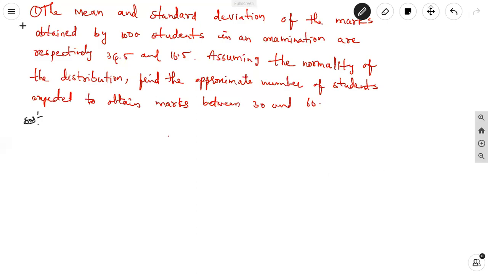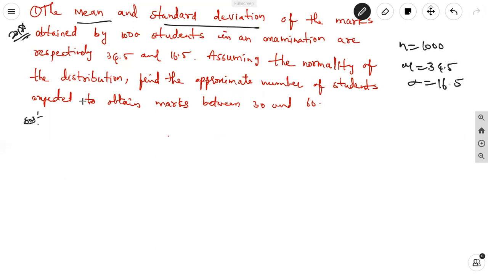It is an important problem. This problem was given in 2017. The mean and standard deviation of the marks obtained by the 1,000 students. The number of students is 1,000. In an approximation, respectively, mean and standard deviation: mean mu is equal to 34.5, standard deviation sigma is equal to 16.5. We have that assumption.